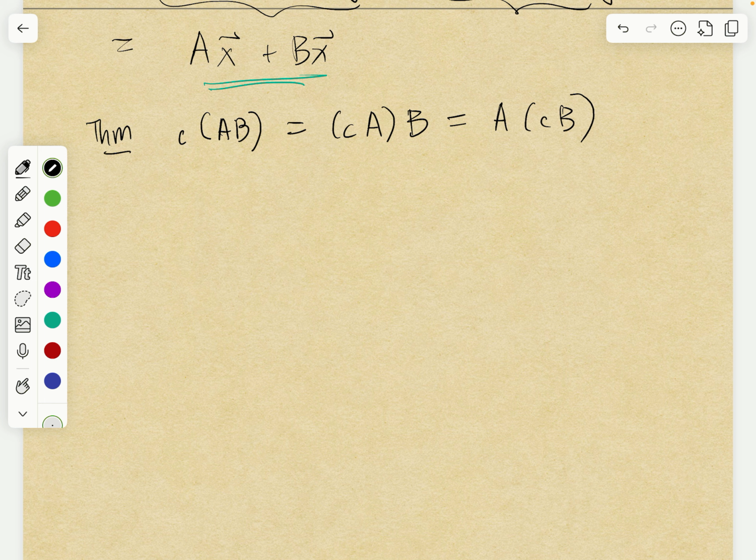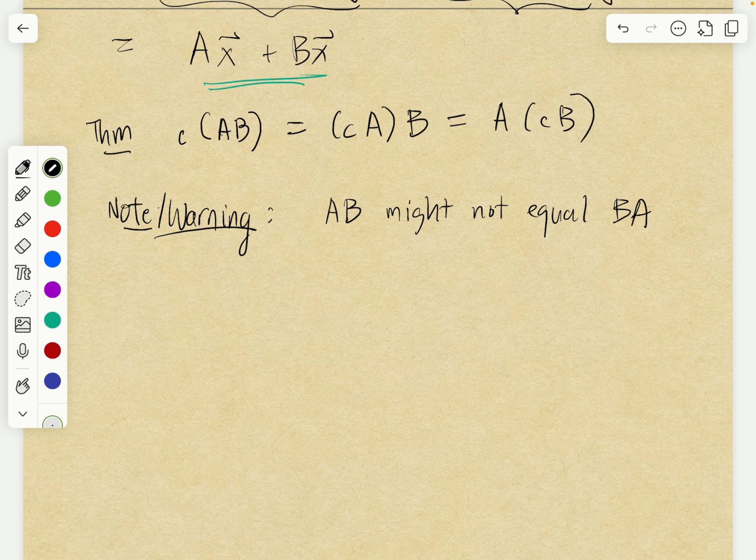And then some things to note, like a warning, is that matrix multiplication is not the same. It doesn't work exactly the same as multiplication of numbers. So in general, AB might not equal BA. We saw an example before where one of them was defined, but the other one wasn't. But even if they were both defined, they might not be equal. And it's actually pretty easy to just come up with an example.